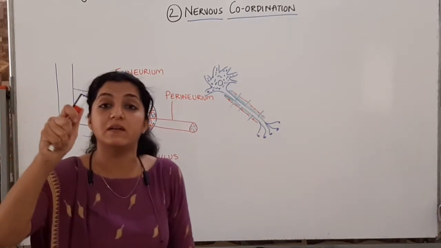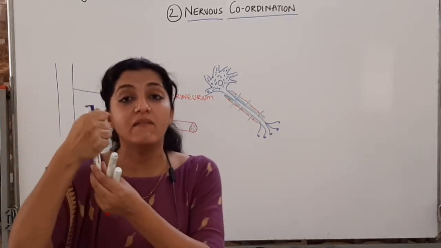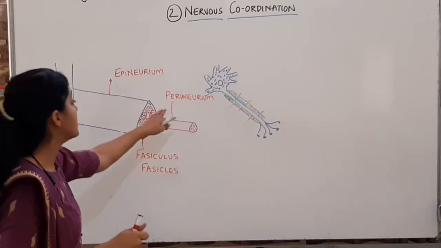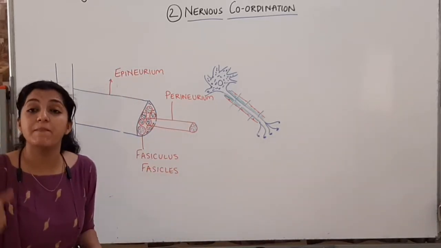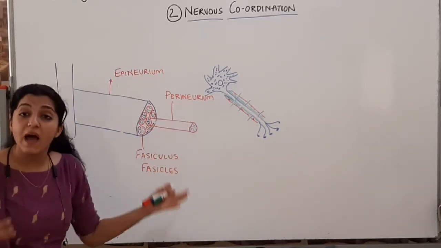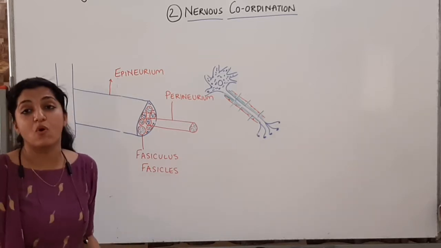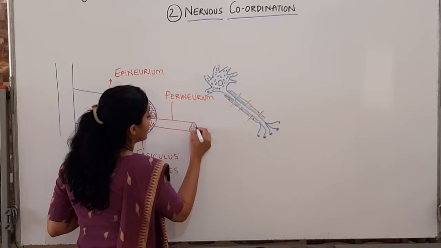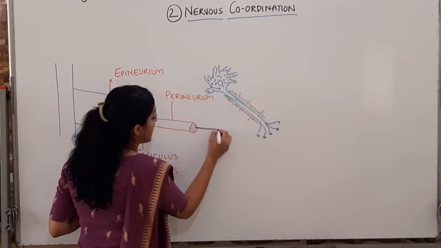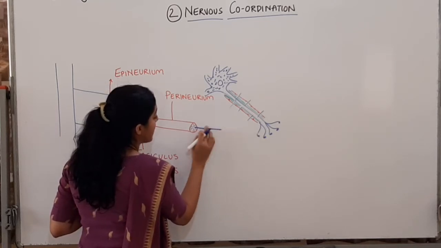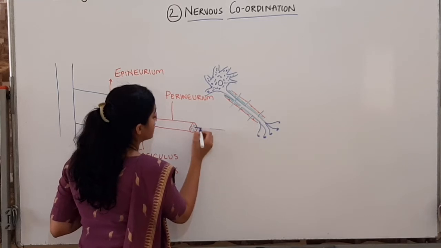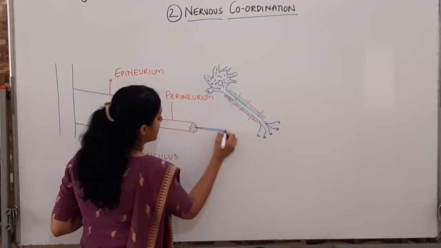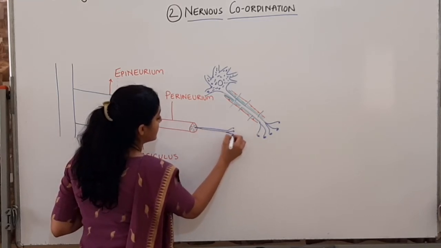Now this is one bundle. This is the covering of one bundle, perineurium. And then this is going to have nerve fibers. It is going to have neurons. So when I take out one neuron from here, this is the axon. I'm taking out the axon from here, and it's going to have these terminal branches.